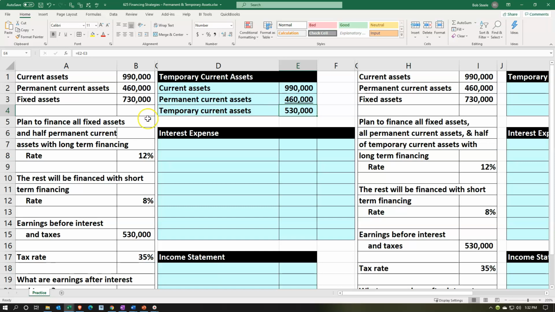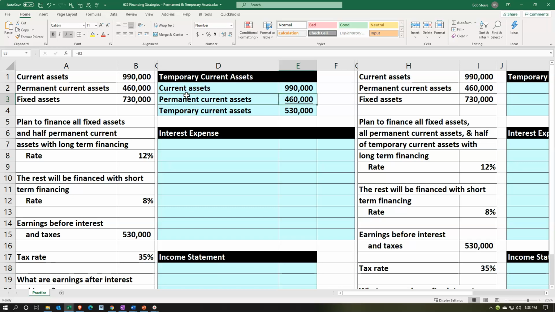So now, given that information, we're going to plan to finance all the fixed assets and half of the permanent current assets with long-term financing. Obviously, the fixed assets, property, plant, and equipment, those things that we purchased, are permanent. We're going to finance those with long-term financing. You would expect that to be the case. And then we're going to finance some of the permanent current assets.